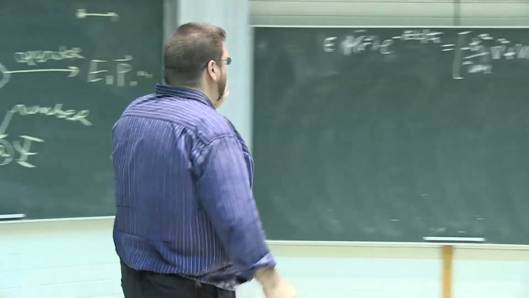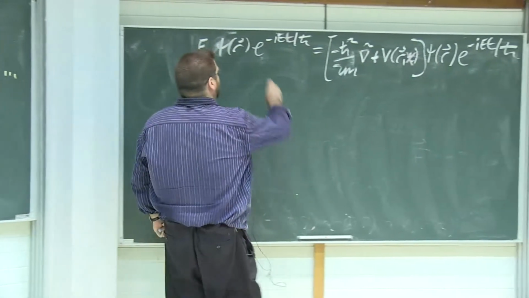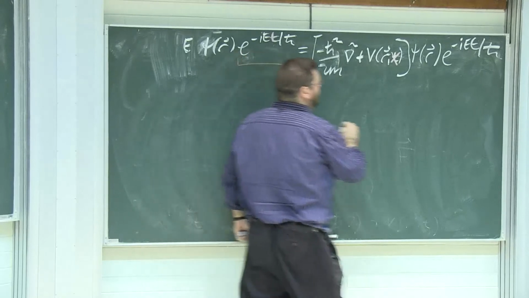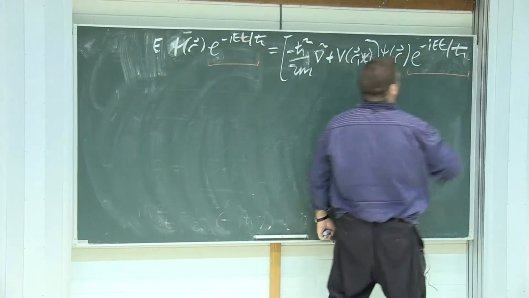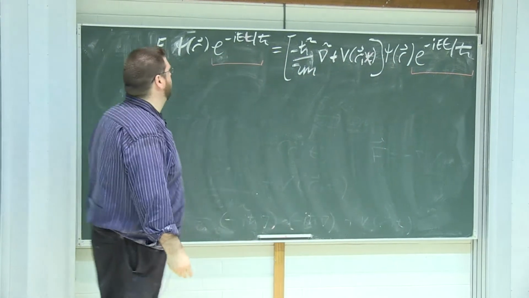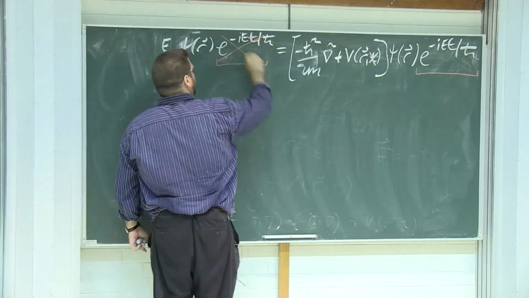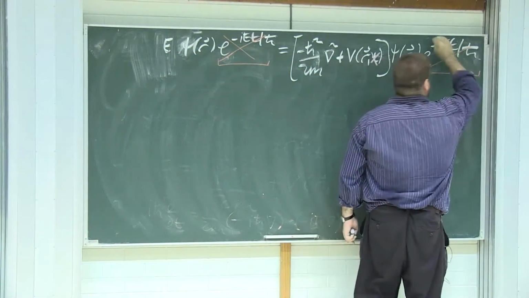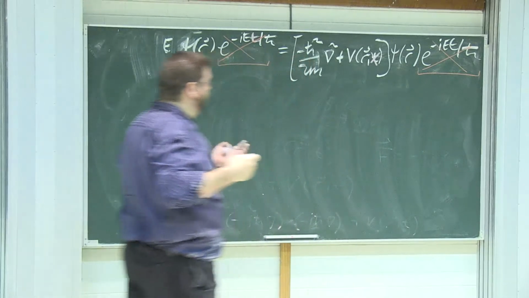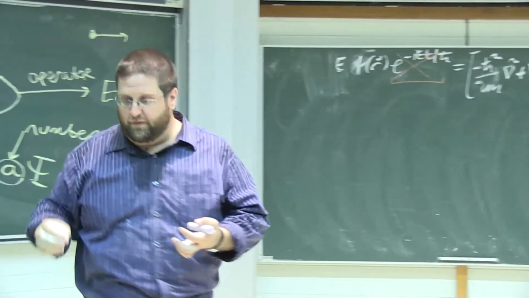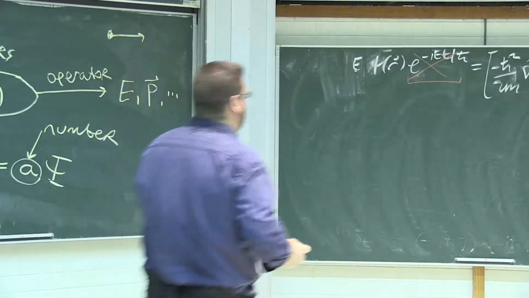Next thing, the only place that t appears is in this exponent that I'm underlining. That's the only place that t appears now, so we can just cancel it. And what we're left with is the most solved equation in this course, namely the time independent Schrodinger equation.